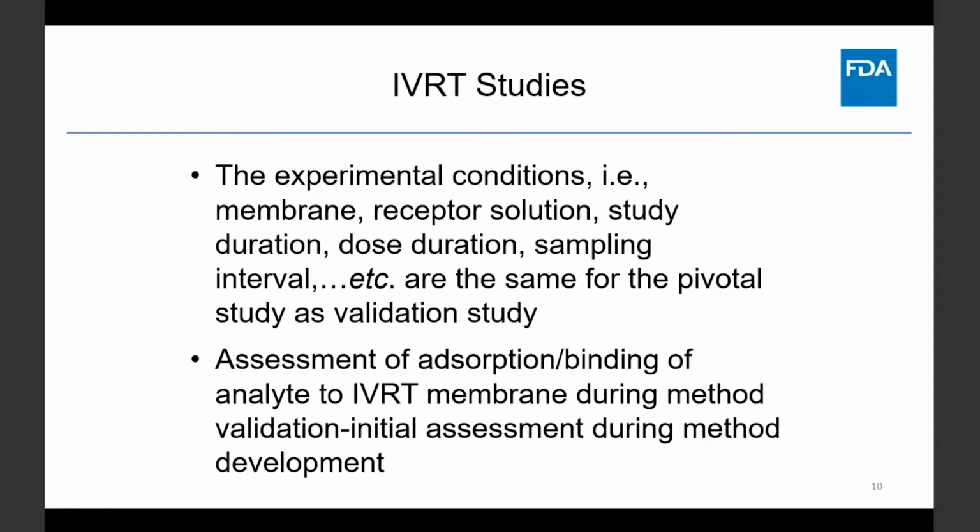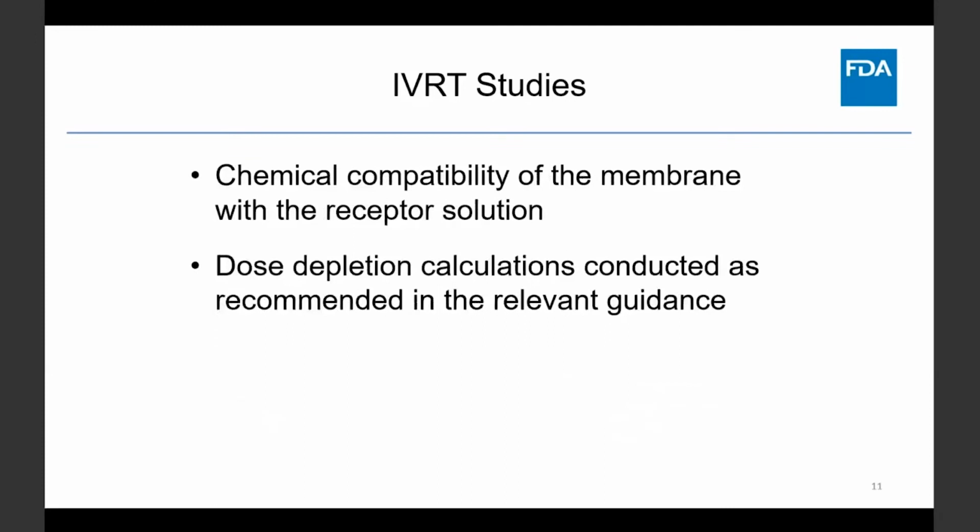Next, covering IVRT studies. Experimental conditions, including artificial membrane, should be the same in the pivotal study as was used during validation. Adsorption or binding of the analyte to the IVRT membrane should be evaluated during method validation, although initial assessment can be done during method development. The membrane should be chemically compatible with the receptor solution. Dose depletion calculations should follow the recommendations in the relevant guidance.